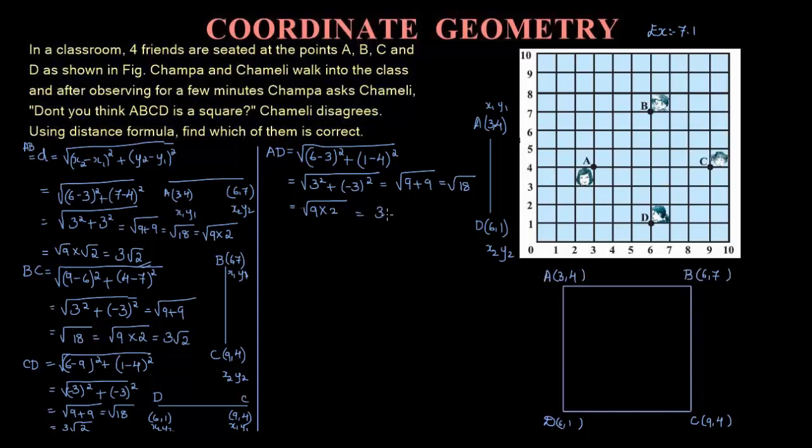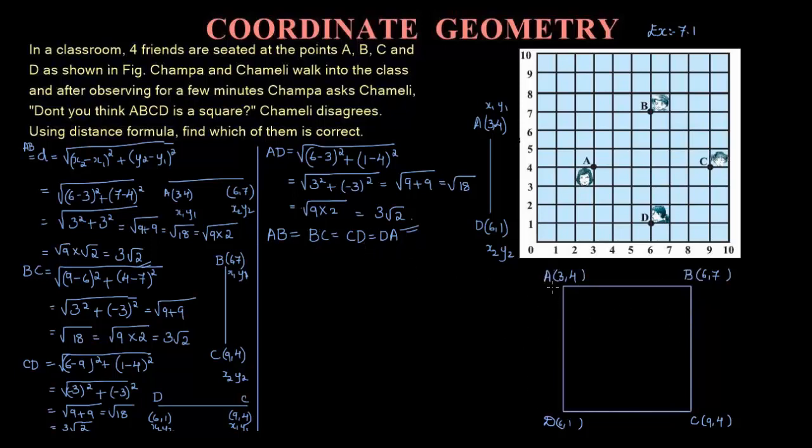So again you will be getting here 3 root 2, right? So you can observe here all the four sides, AB is equal to BC is equal to CD is equal to AD, right? So let us just write here AB is equal to BC, which is equal to CD, which is equal to DA, right? So the first property of the square, four sides are equal, we have just proved that.